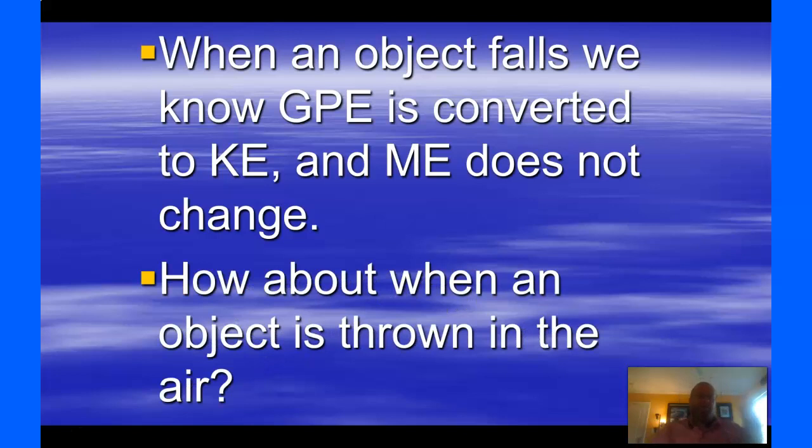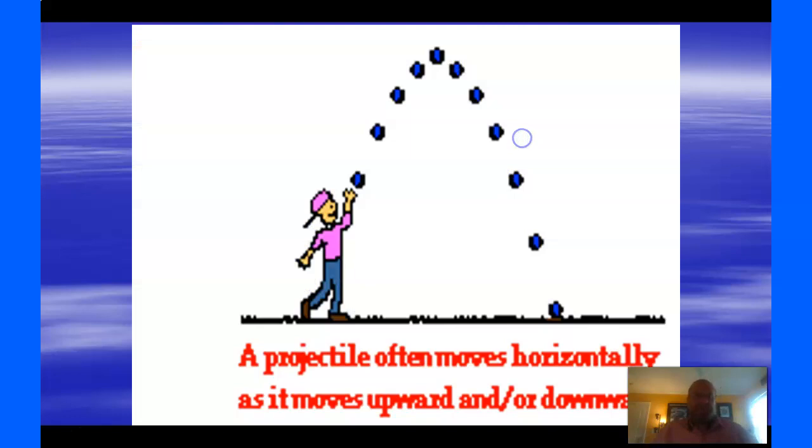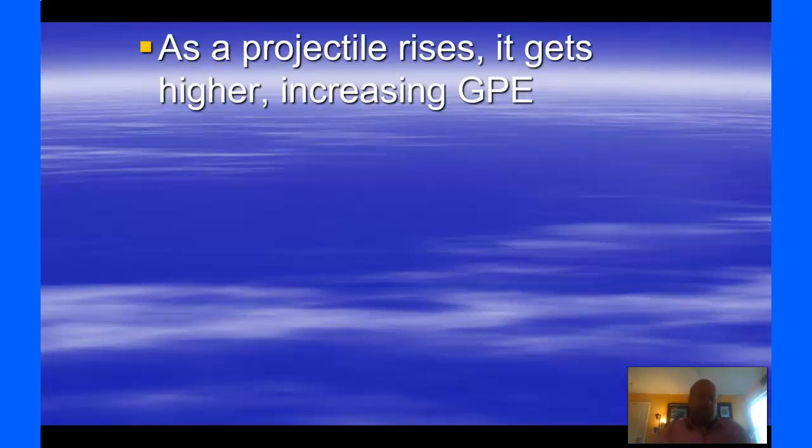How about when an object is thrown in the air? How does mechanical energy work there? Well, there's a picture of an object thrown in the air. You have a picture of a cannonball going up, top of the arc, and then going back down. So we're going to use that. As the projectile rises, it gets higher, increasing GPE. So on your picture, you have a cannonball going up. There's an arrow underneath that says increasing PE. On top of that is decreasing kinetic energy.